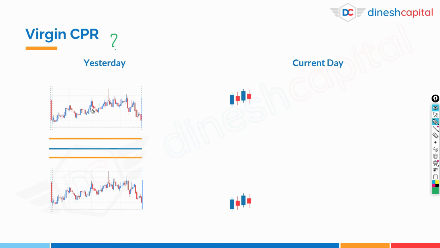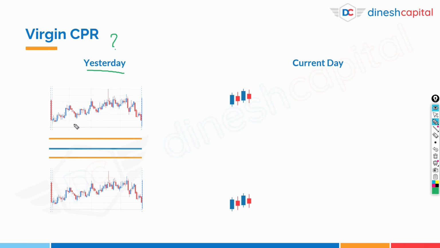upcoming sessions. Assume we have a trading situation like this yesterday. I haven't marked the current day CPR levels. This is yesterday's CPR level. This here is supposed to be the current day CPR level, but I haven't marked it because it doesn't matter whether it is up or down. Here we have two examples.